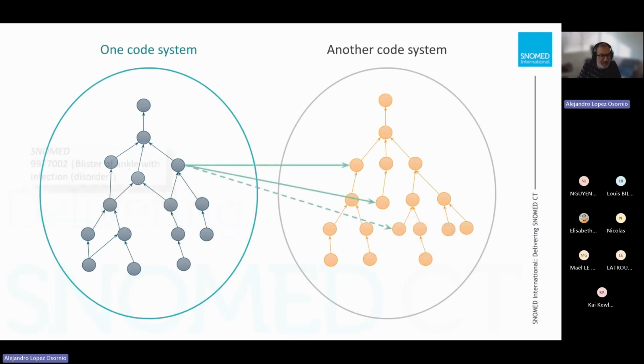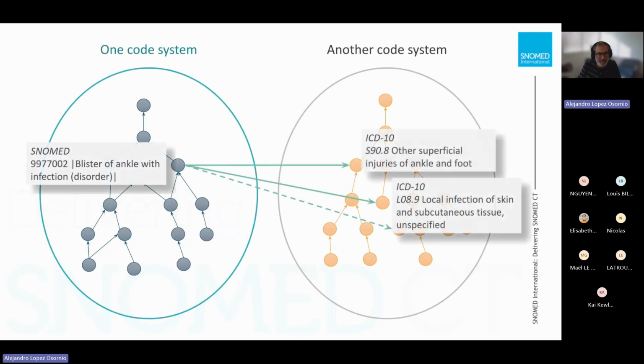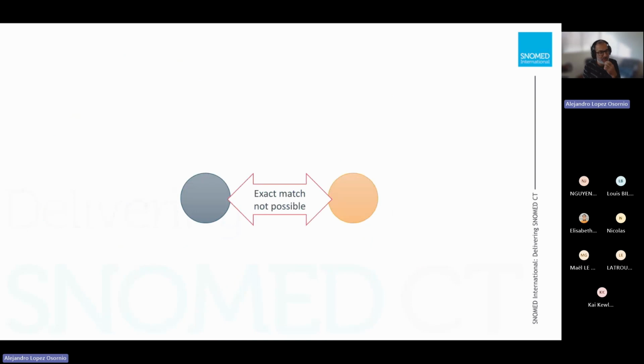But in other cases, for example, the SNOMED code blister of ankle with infection, yes, this is a SNOMED code. If you try to represent that in ICD-10, you will need two codes for that. Yes, you need to use S98, other superficial injuries of ankle or foot, which is more general but includes the ankle, and then you need to say that it's an infection. Yes, maybe you need to add some additional information to specify which type of infection it is.